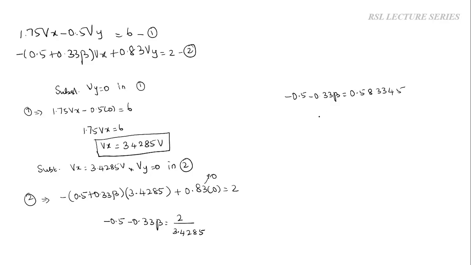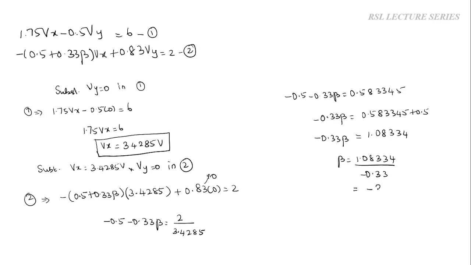So this will become minus 0.5 minus 0.33 beta equal to 0.583345. This can be written as 0.33 beta equal to minus 0.583345 minus 0.5, bringing this term to the other side. So this will become minus 1.08334 on this side, and we have 0.33 beta. So now beta is equal to 1.08334 divided by minus 0.33, which is nothing but minus 3.2828. Okay, this is the answer.